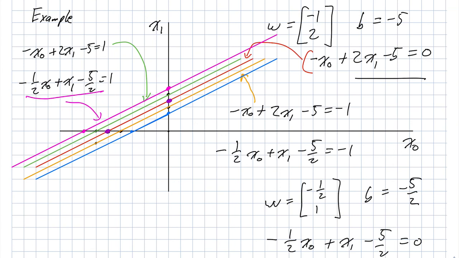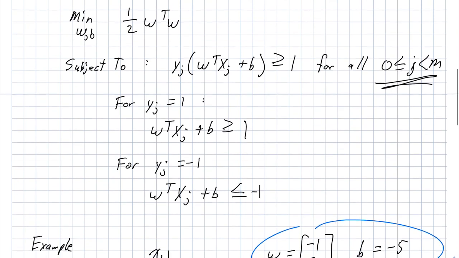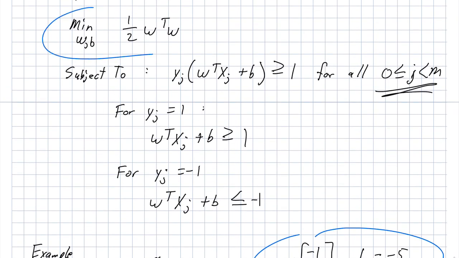So to summarize what we've done here, by changing our parameters from this set here to this set here, we haven't changed our decision surface at all, but what we have done is we've changed the width of this margin here. So as our parameters got smaller, the margin actually got bigger. So looking back at our optimization problem here, what this minimization is trying to do is make that margin as wide as possible.